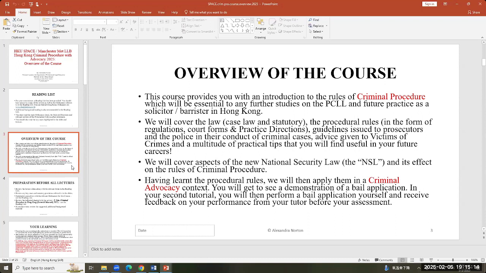So we're going to look at case law, statutory provisions. We'll look at the procedural rules. There are many guidelines, many practice directions. As we go through, I'm going to give you a lot of practical tips as well that you won't necessarily find out if you just read some of the textbooks.